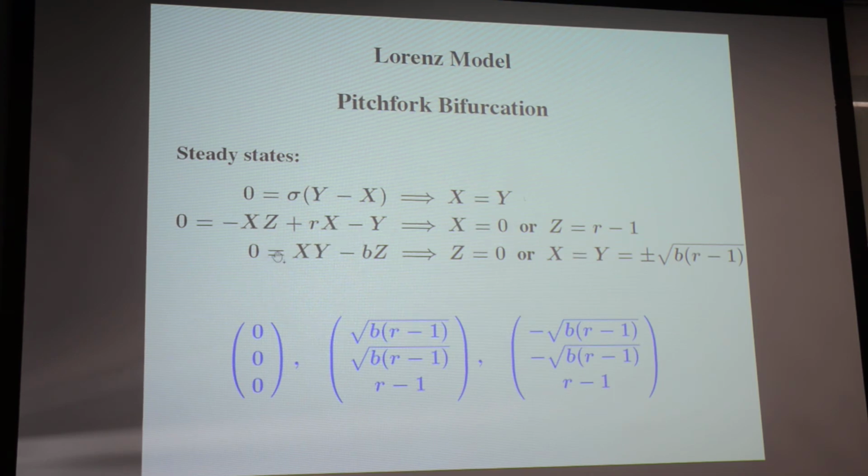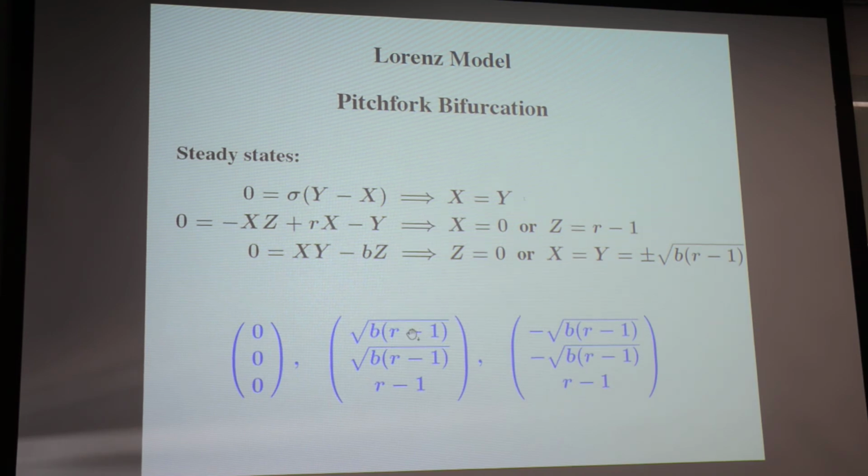So you have two possibilities for this equation. And as for the third equation, if you put in the x equals 0 solution, then you get that z is equal to 0 as well. And if you put in the other solution, z equals r minus 1, then you put in the z here. This is x squared. So you get that x is the square root of bz, and z is r minus 1, so it's the square root of b times r minus 1. So these are the steady states, the fixed points of the Lorenz model. The zero solution corresponds to the conductive solution, the base state, where you have no motion and you have the linear temperature profile.